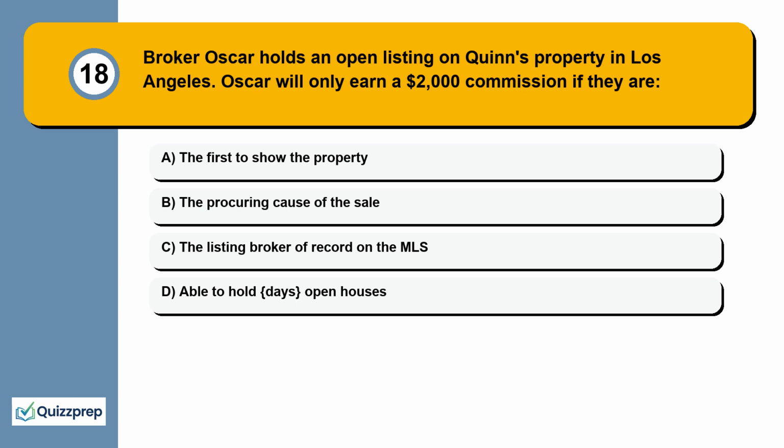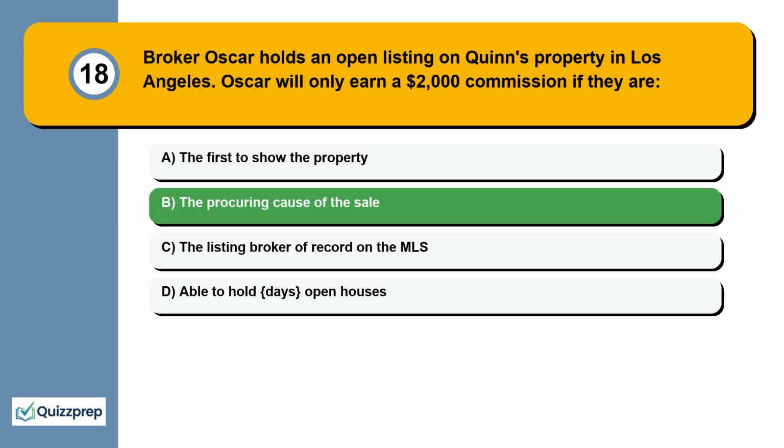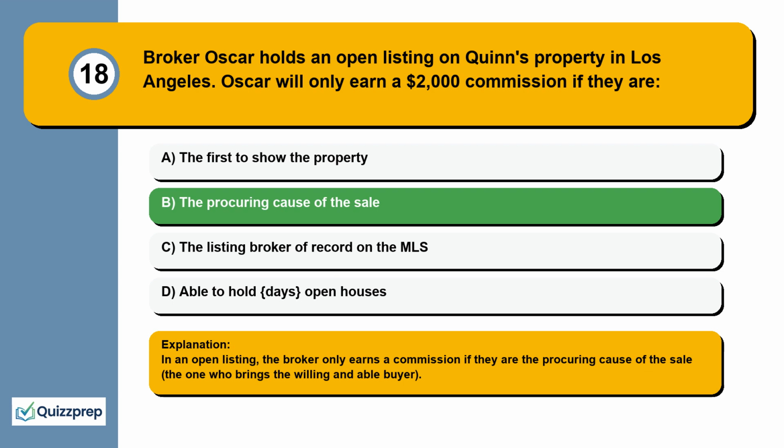Question 18. Broker Oscar holds an open listing on Quinn's property in Los Angeles. Oscar will only earn a $2,000 commission if they are the first to show the property, the procuring cause of the sale, the listing broker of record on the MLS, able to hold open houses. In an open listing, the broker only earns a commission if they are the procuring cause of the sale, the one who brings the willing and able buyer.